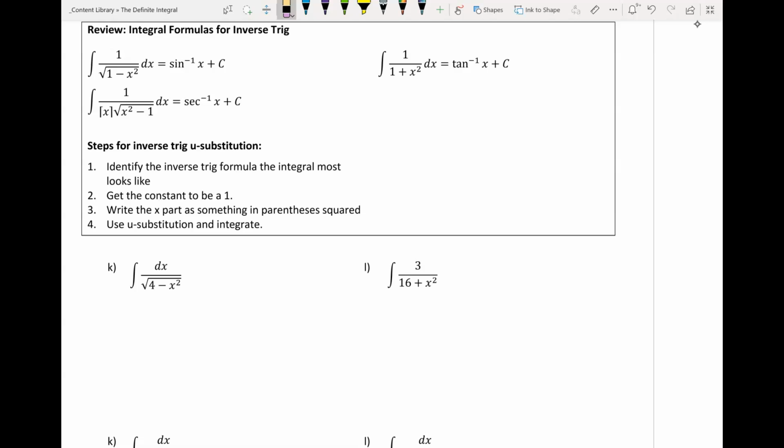Step number 2, get the constant, which is this number here, to be 1. That means I need to factor out a 4. So I'm going to factor out a 4. So now I'm left with 1 minus x squared over 4.